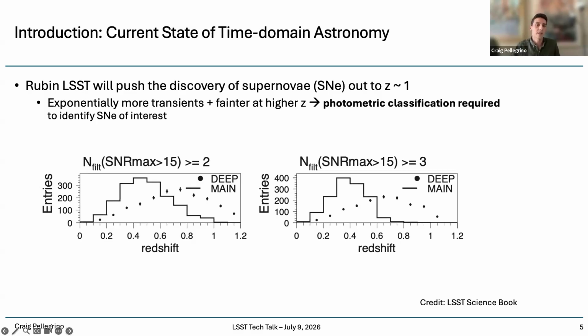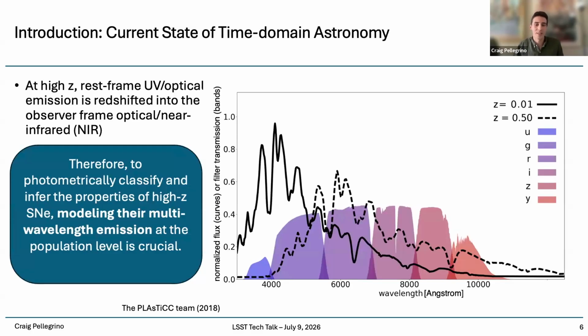So this faintness at higher redshifts, combined with this exponential increase in the rate of discovery, means that we need to rely more on photometric classifications alone, as well as photometric predictions of typical supernova evolution, in order to identify the supernovae that we care about for our own scientific goals, whatever those may be. However, this is easier said than done.